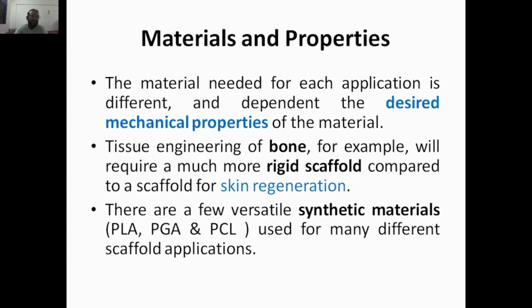So next, materials and properties. What are the materials and properties we are talking about here? It depends on what kind of materials you are using to develop this scaffold. So materials needed for each application are definitely different. Depending on the desired mechanical properties of the material, we have different scaffolds. For example, tissue engineering of bone will require a much more rigid scaffold, that means a little bit hard or tough, compared to a scaffold used for skin generation, which requires a very smooth one, right? There are a few versatile synthetic materials which we will be using as scaffold.